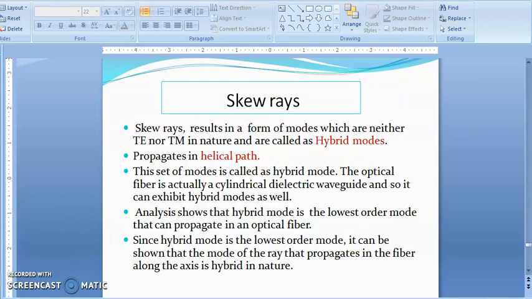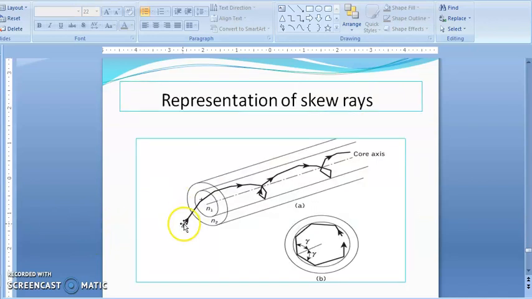Next, what are skew rays? See this diagram. This is the incident ray. The light is moving in a helical path. See, this is the helical path. This is a cross-sectional view. This gamma is the reflection angle it is undergoing with respect to this normal we say. So the total angle change as it undergoes total internal reflection is 2 gamma here.